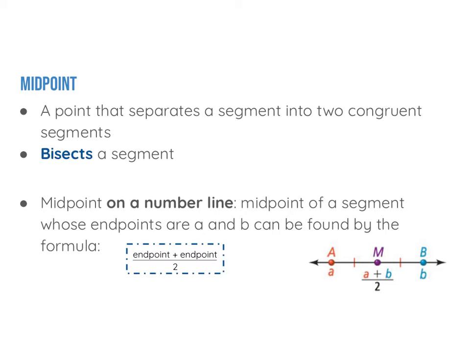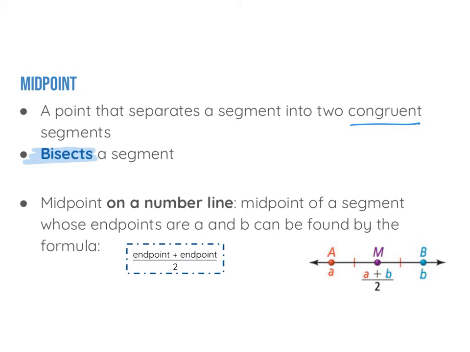All right, so first of all, a midpoint, I think we've kind of already talked about this, but a midpoint is a point that separates a segment into two congruent segments, or it bisects the segment. This word bisects means splitting it into two congruent segments. So a midpoint is that halfway.